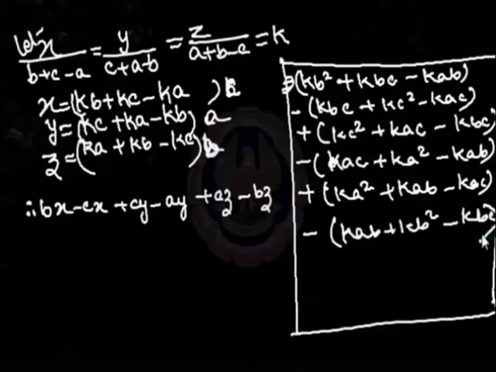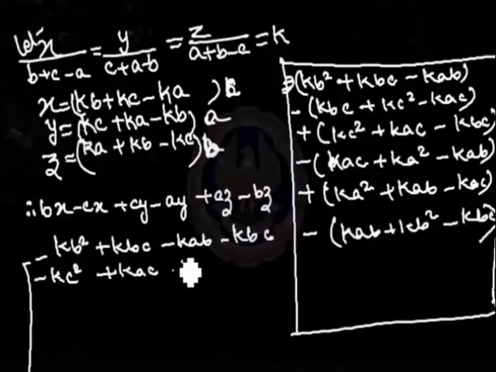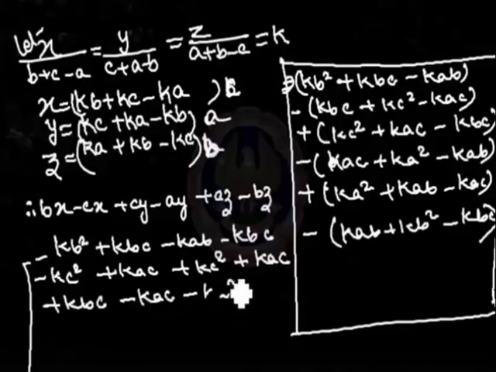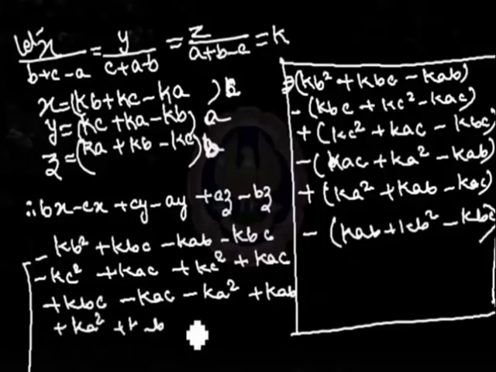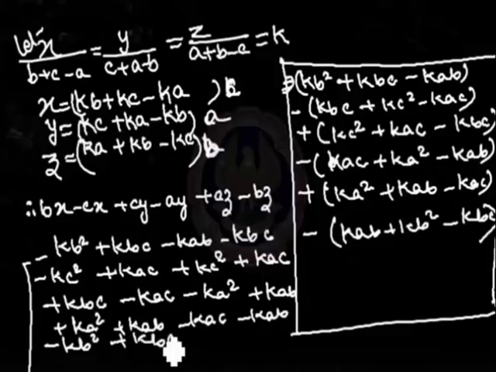Now what we're going to do is open the brackets and put the values at this place. So for bx, we are just opening the bracket. It will be kb square plus kbc minus kab minus kbc minus kc square plus kac plus kc square plus kac plus kbc minus kac minus ka square plus kab plus ka square plus kab minus kac minus kab minus kb square plus kbc. Agreed? So let's start cancelling.